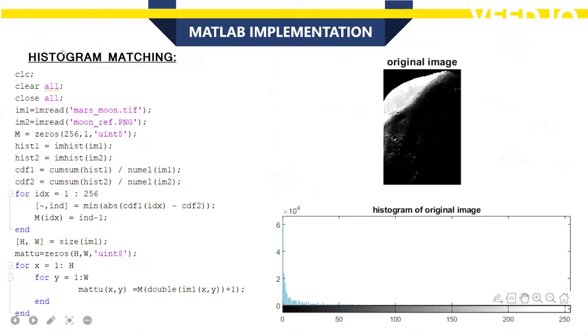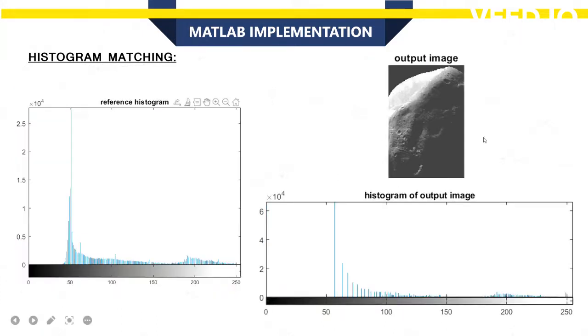This is a Matlab implementation of histogram matching. First, we need to take the histogram of our input image and our reference histogram. Then, we need to calculate the CDF of both by dividing the cumulative probability by the total number of pixels. Then, we will find the index of each pixel value of our input image where both CDFs are almost equal, and we store it in the array M. Afterwards, we will declare a variable mat which is of the size of our image, and we will give it the value of each pixel which we have calculated before. Then we get the output of our histogram matching, which is like this, and the histogram of our output image can be seen here.